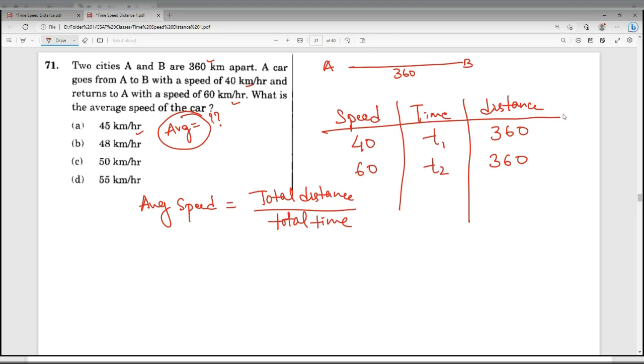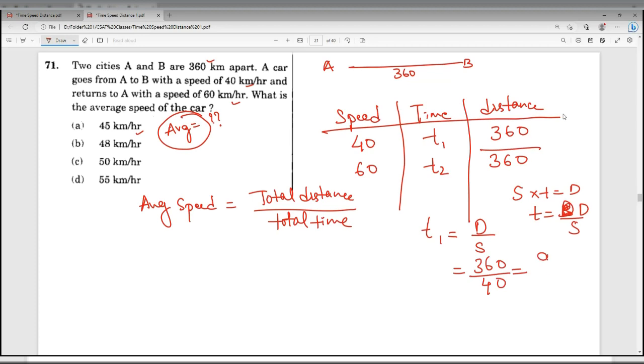So what is T1? T1 is distance divided by speed, since speed into time is equal to distance. We know time is equal to distance by speed, that is d by s. In this case, it is 360 by 40, which is equal to 9.